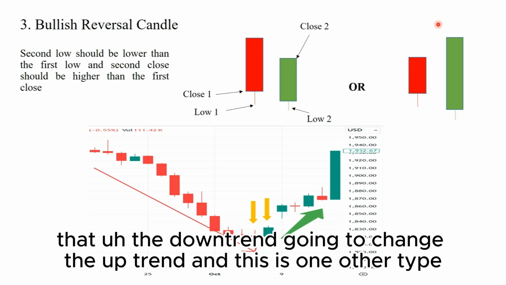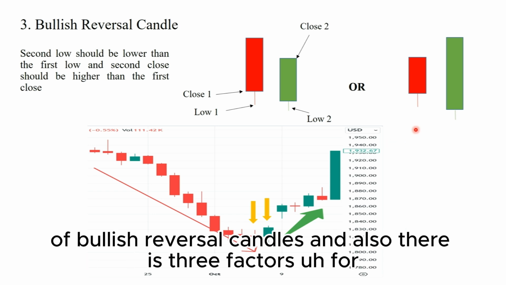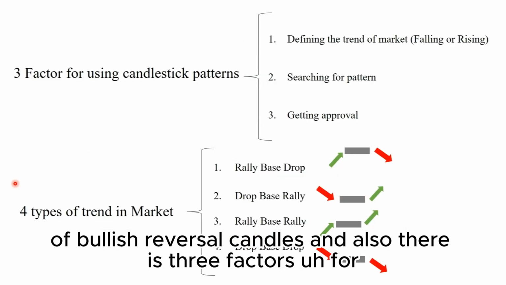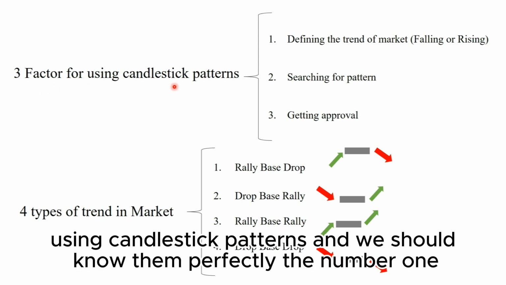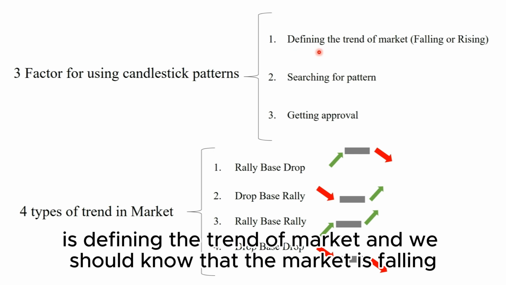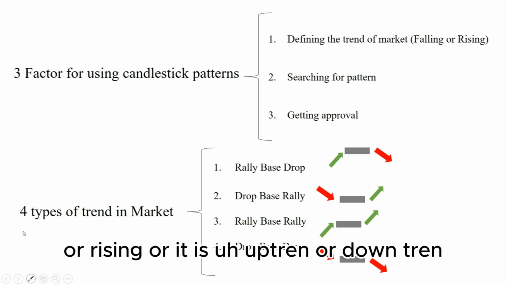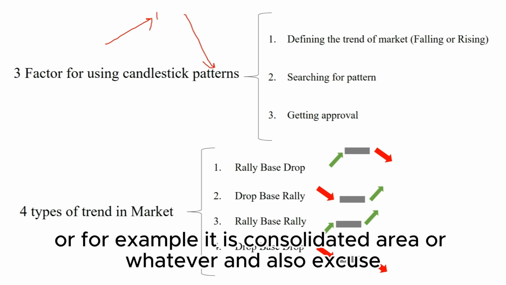And this is one other type of bullish reversal candle. And also, there are two factors for using candlestick patterns, and we should know them perfectly. Number one is defining the trend of the market, and we should know whether the market is falling or rising, whether it is an uptrend or downtrend, or for example, a consolidated area or whatever.